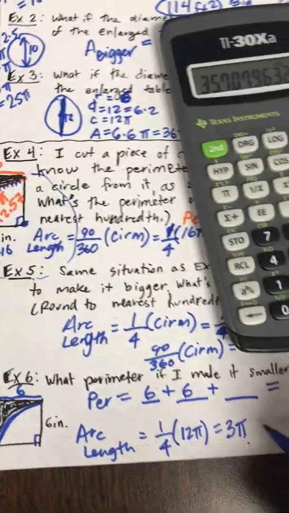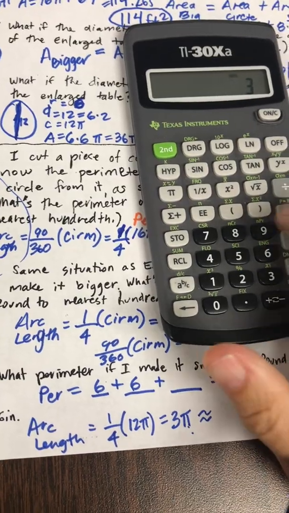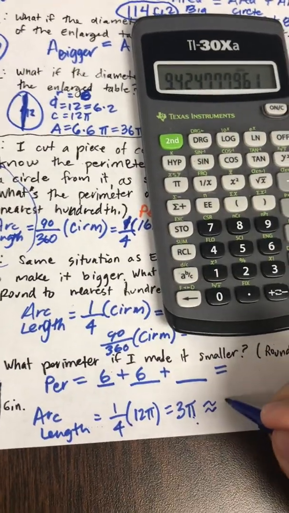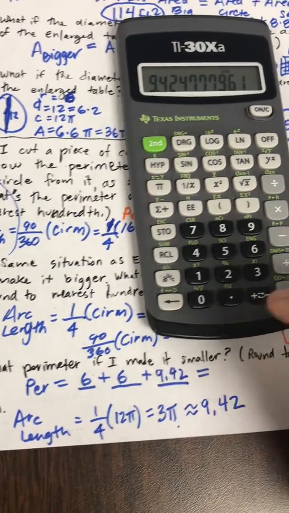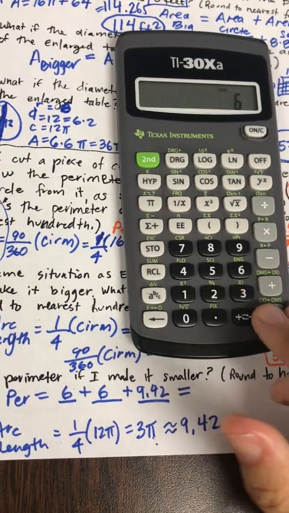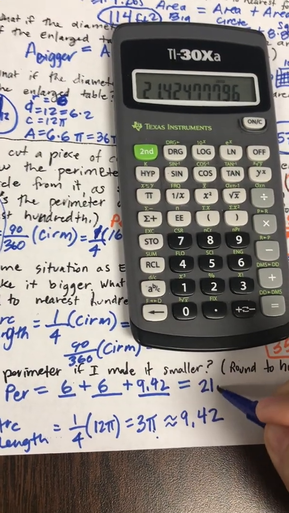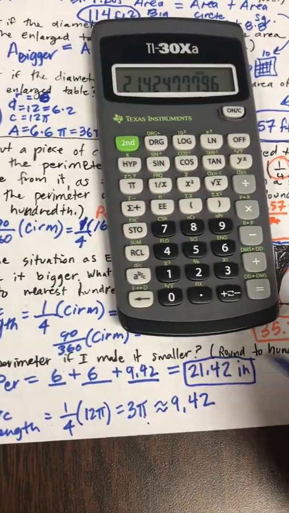Let's figure out what that is approximately, maybe about 10. 3 times pi, 9.42. Cool. So plus 6, I get 21.42 inches. Great job. Hopefully that was the answer you got.